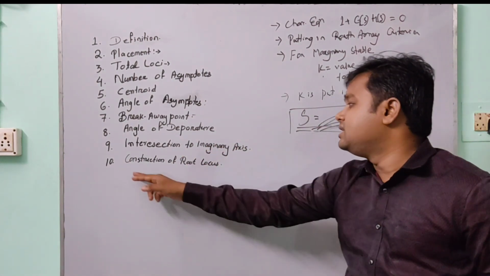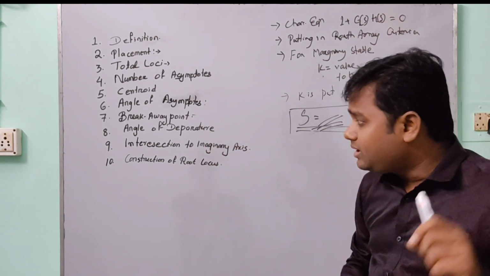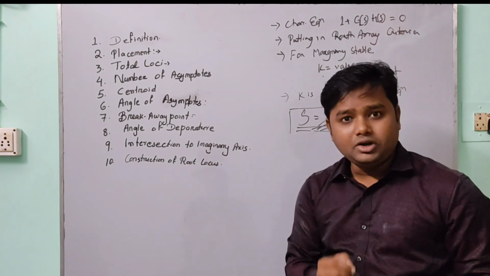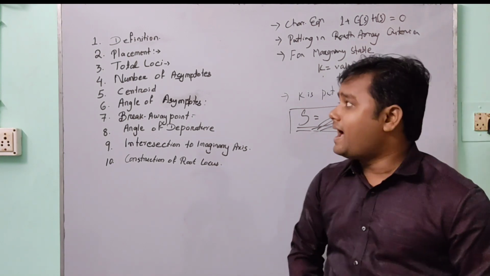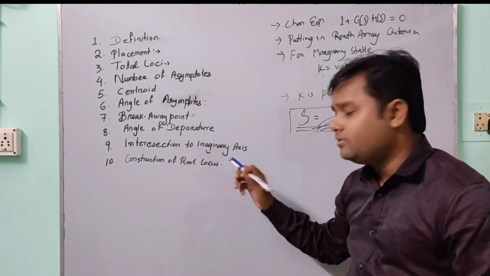And the last point is the construction of the root locus. By finding all these points, I will construct the root locus. In the next class, I will take a particular example, do all the steps, and elaborate on the construction of the root locus.